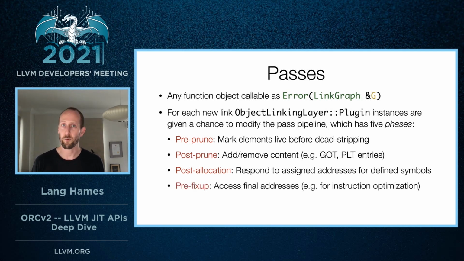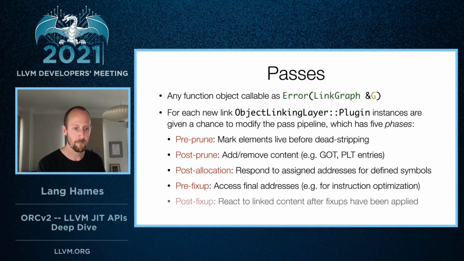There's a pre-fix-up phase where we can react to the final addresses of everything in the graph. So at this point, the external symbols have been resolved. At this point, we can do things like instruction stream optimization, and we have built-in optimizations to bypass global offset table loads and procedure linkage table loads if the targets of those loads are within range, or if the targets of the calls are within range. Finally, there's a post-fix-up phase where you can react to linked content after fix-ups have been applied. And again, this is useful for bookkeeping and setting up metadata registrations.